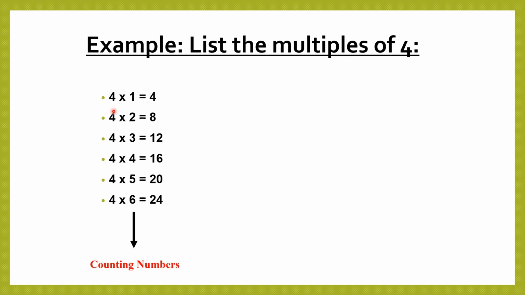So what have we done here? We have taken the number 4 and we have multiplied it with the counting numbers. Now the answer that we have got, these are the multiples of 4. So when you take a number multiplied by a counting number, the answer that you get is called a multiple. So the multiples of 4 here are 4, 8, 12, 16, 20, 24, 28 and so on.